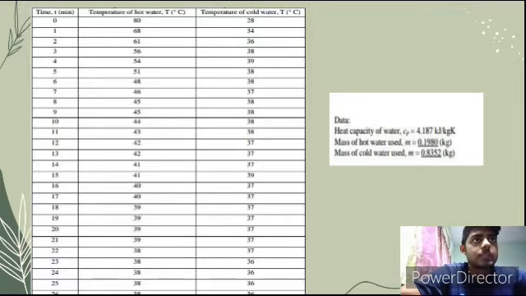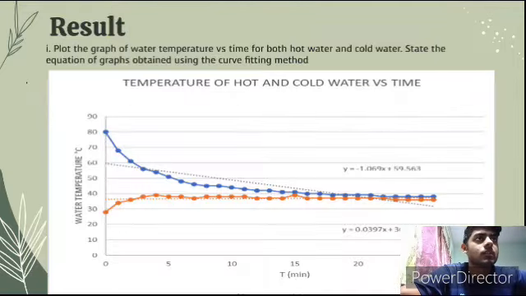The heat capacity of water is 4.187 kilojoule per kg Kelvin, and the mass of hot water used is 0.1980 kilogram, and the mass of cold water used is 0.8352 kilogram. Moving to the next, I plotted the graph of water temperature versus time for both hot water and cold water.